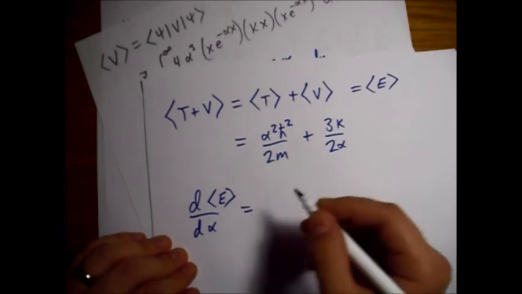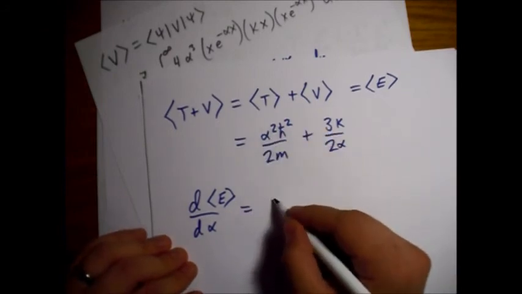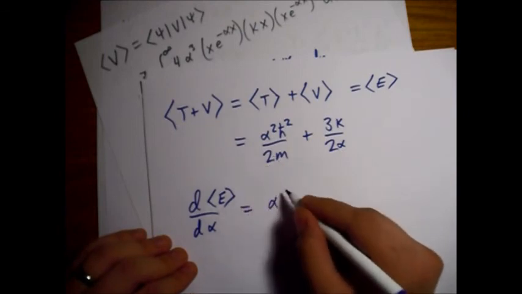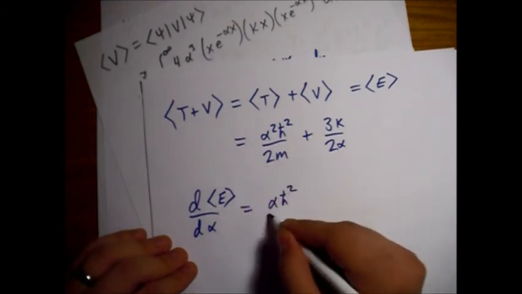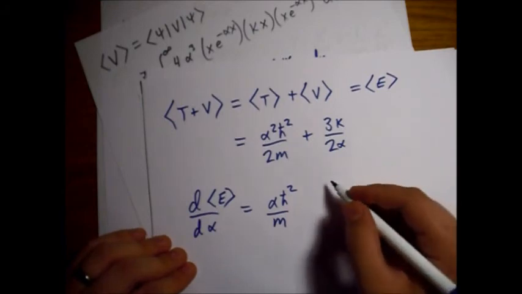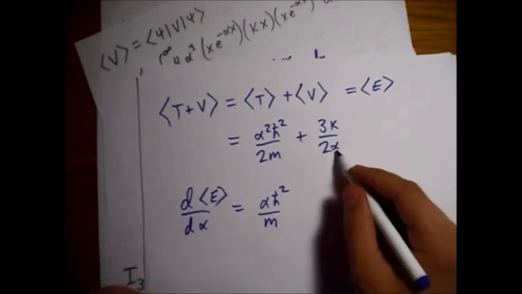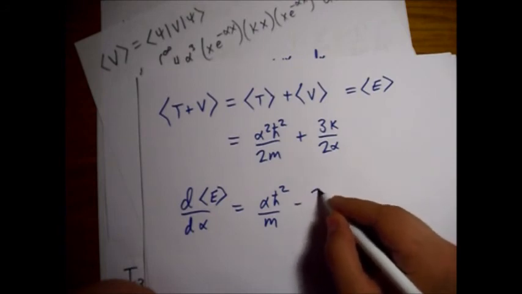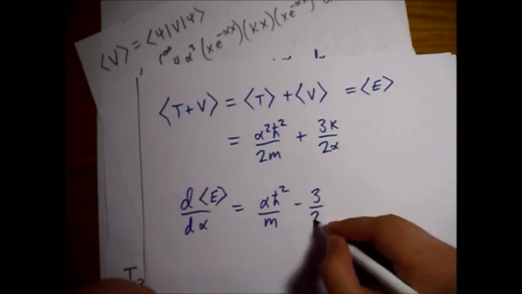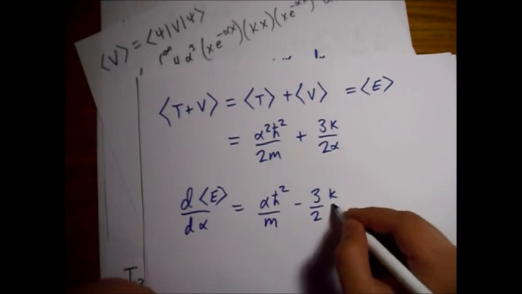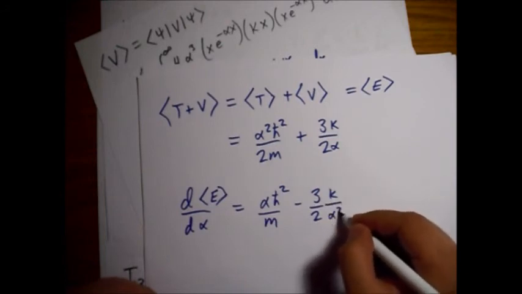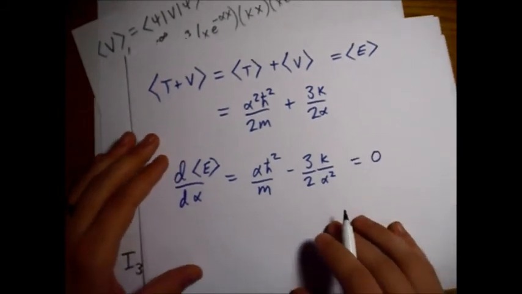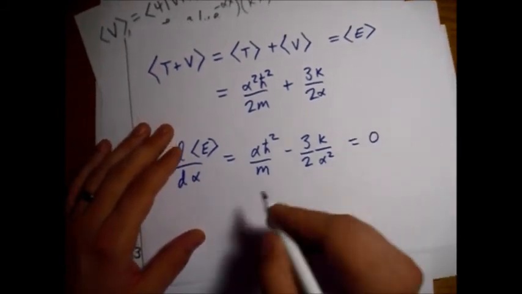Okay. All right, so what we get is a 2 alpha, which will cancel with this 2, so we just get an alpha h bar squared over m. All right, and then this alpha is alpha to the minus 1. We get a minus 3 halves k, and then on the bottom is an alpha squared now. And we're setting this equal to 0 and solving for alpha.